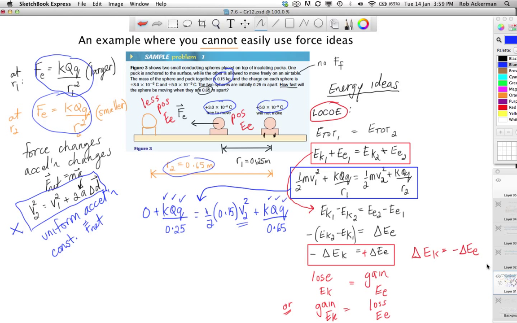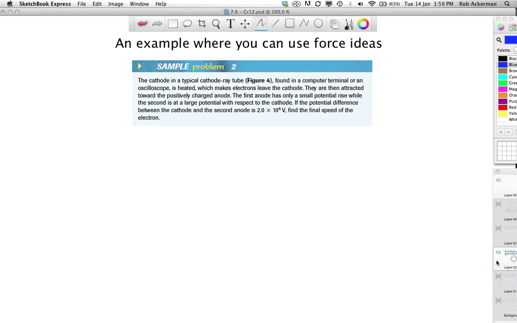All right, let's move on to another example. This one is also from your textbook, Physics 12 by Nelson. This is an example where you can use force ideas. They talk about a device called a cathode ray tube. If you don't know what a cathode ray tube is, then I want you to go look that up. You would have learned about it the first time in grade 9, and now it's back.